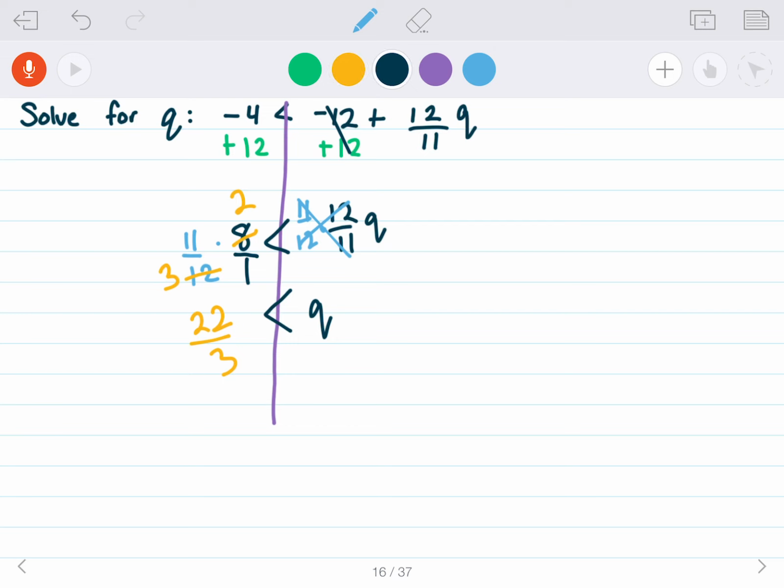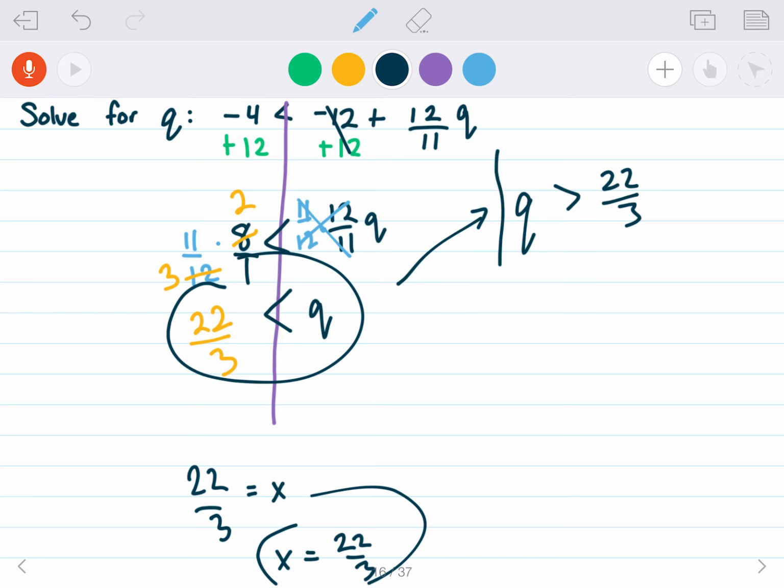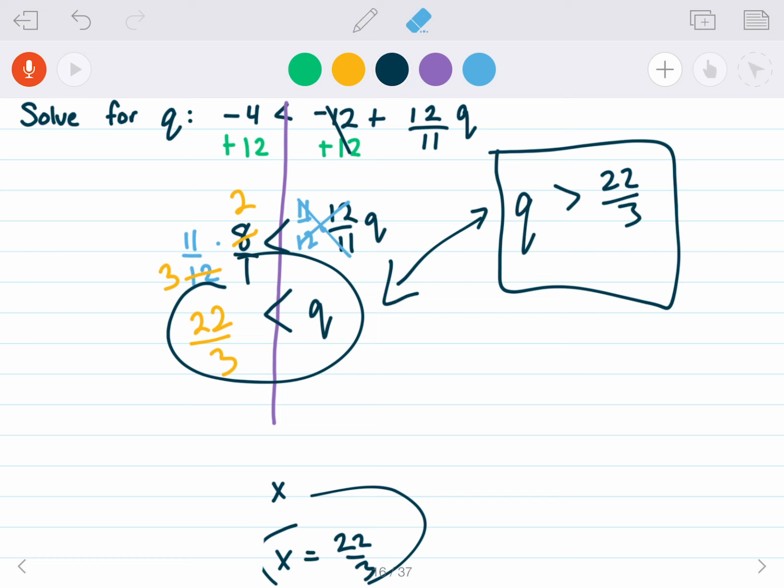So we can write this with the variable first, as q is bigger than 22 over 3, right? Because if we had x equals 22 over 3, or 22 over 3 equals x, rather, we could switch the order around to say this is x is equal to 22 over 3, and that's how we typically write it, with the variable first, so that's why I wrote it like this. But these two things mean the exact same thing. It's just a convention to write the variable first.